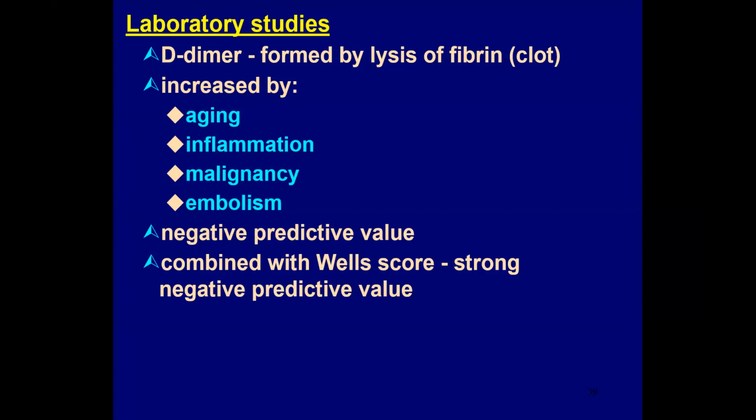Importantly, the D dimer, please remember this, the D dimer has a negative predictive value. A negative predictive value is very important, combined with the Wells score. So if the patient does not have a high D dimer, and they also have a low Wells score, then these two together produce a negative predictive value. It means that we can avoid doing a bunch of expensive stuff to treat or further diagnose the PE.